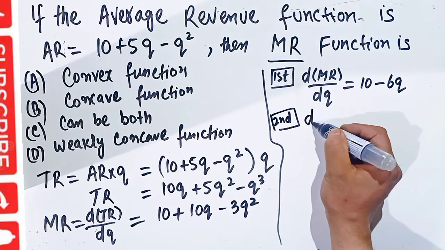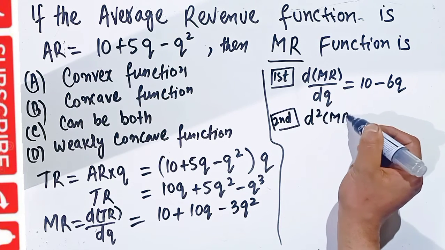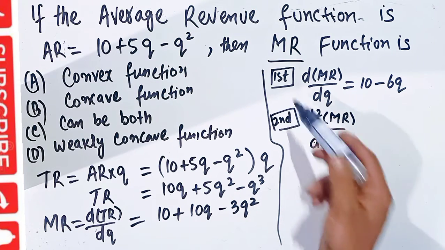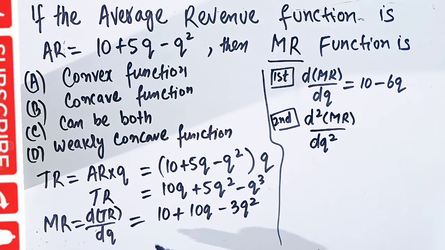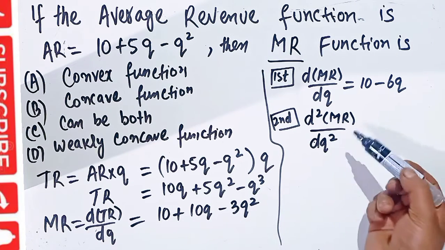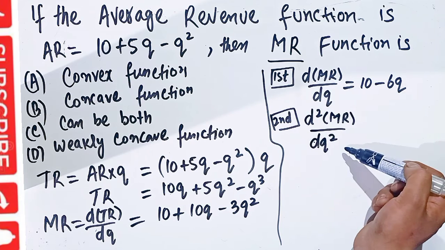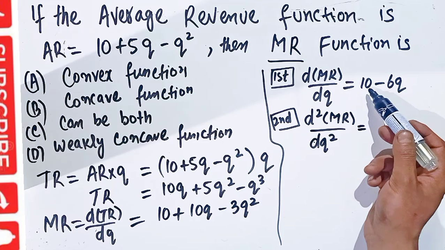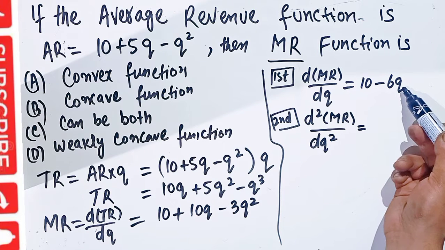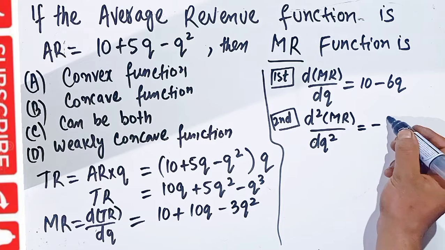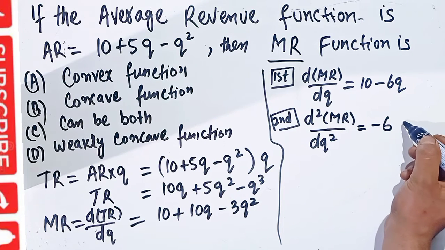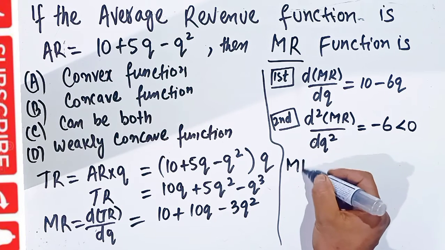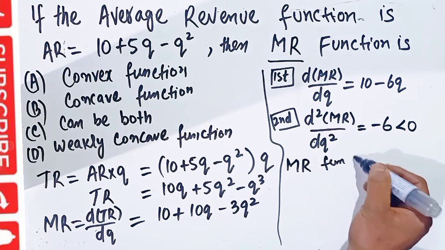That means d square MR upon dQ square. This is the first derivative, then we need to find the second derivative, which is the derivative of the first derivative. Let us see what is the sign of the second derivative. The derivative of a constant is 0, the derivative of 6Q is 6, so we are left with minus 6. Since the second derivative is less than 0, we can say that the marginal revenue function is concave.